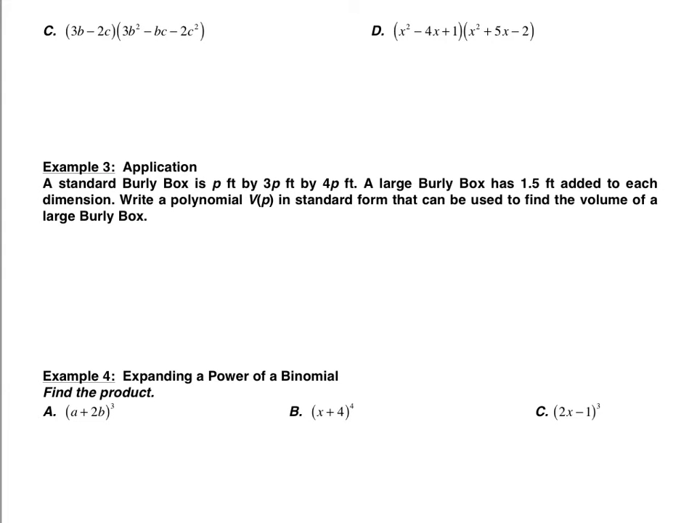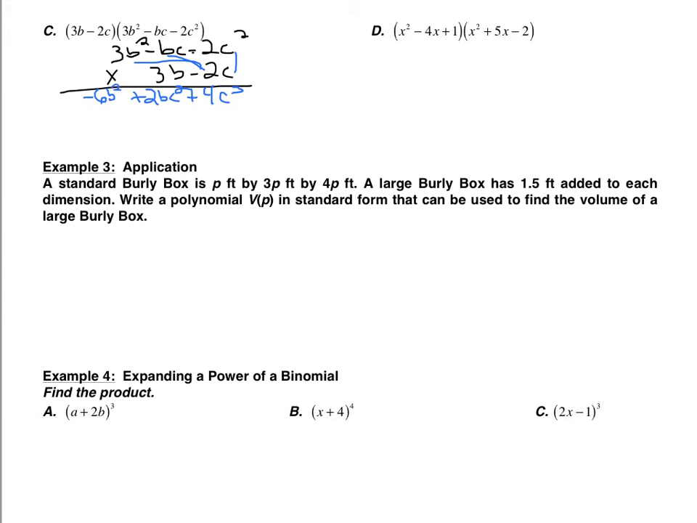In this example, we are going to try the vertical method. So we are going to stack, just like we would regular multiplication. We have 3b squared minus bc minus 2c squared times 3b minus 2c. So first thing we're going to do, negative 2c times negative 2c squared is a positive 4c cubed, that's c times c squared. And then negative 2c times negative bc, negative times a negative is a positive 2bc squared.